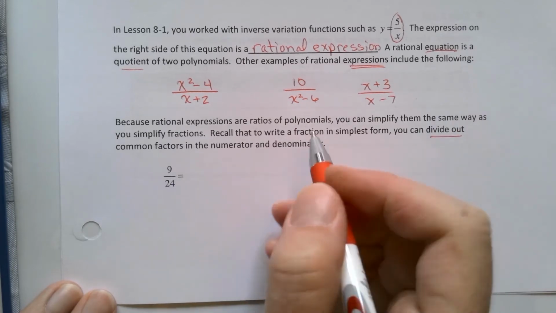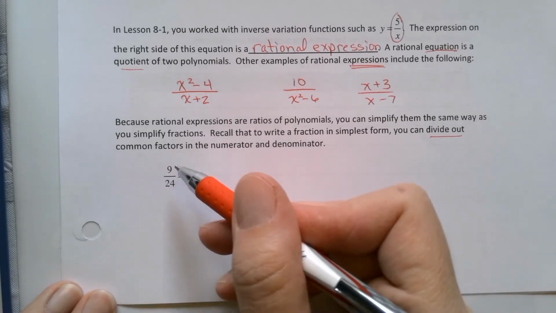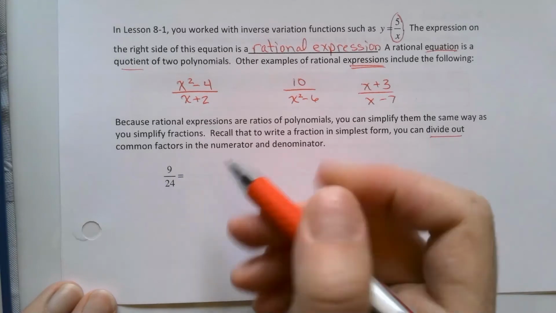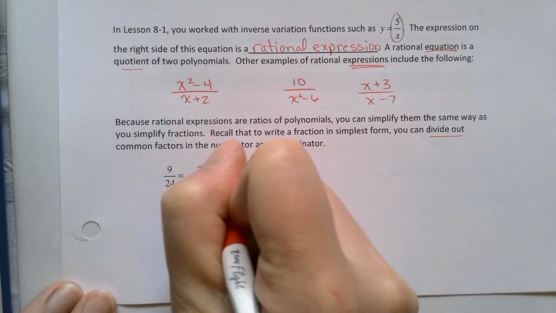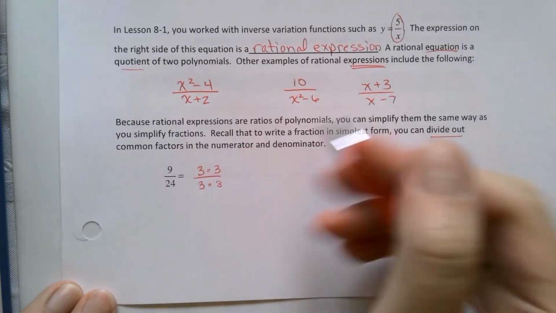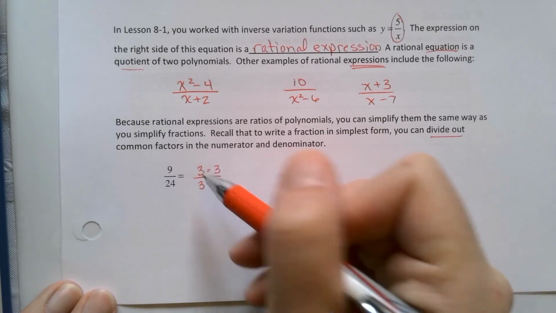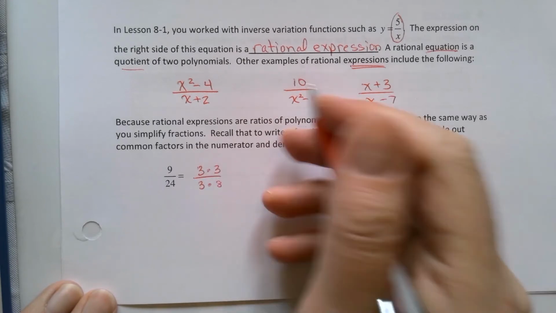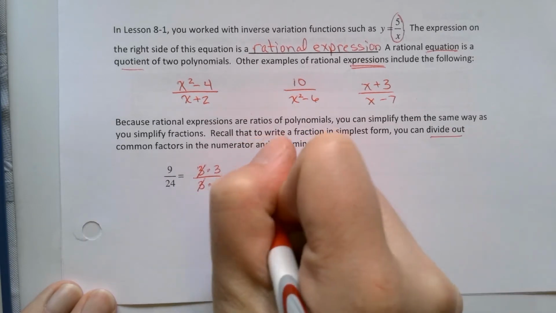Now, for most times, we would just go through and say, what do they have in common? The GCF here is 3, so we divide them both by 3. But to show you what we're going to get into, I'm going to rewrite this as 3 times 3. I'm going to rewrite this as 3 times 8. So 3 times 3 is 9, and 3 times 8 is 24. So I'm pulling out the GCF, and now I see that the 3 over 3 divides out to 1, and I'm left with 3 over 8.